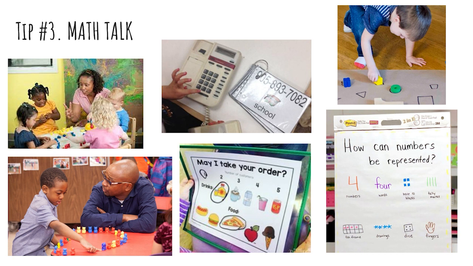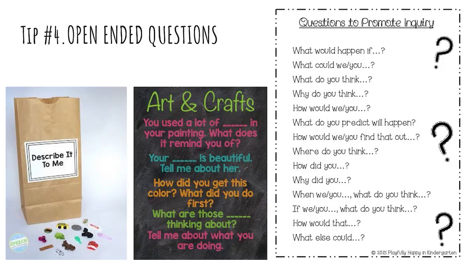And lastly, show children how to use math materials like a scale or a calculator. All of these examples, I know it was a lot, they all came directly from the ERS books. So those are what are really going to be looked for when you're in your observation. Tip number 4, open-ended questions.